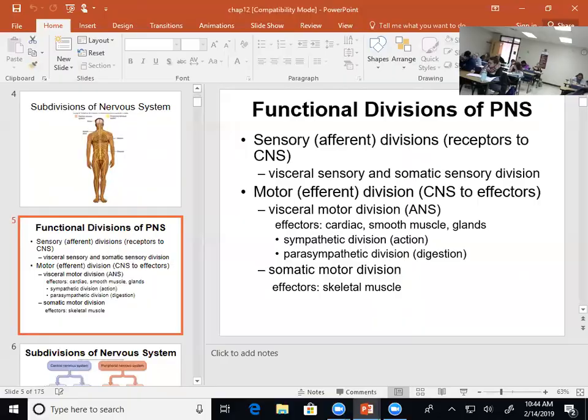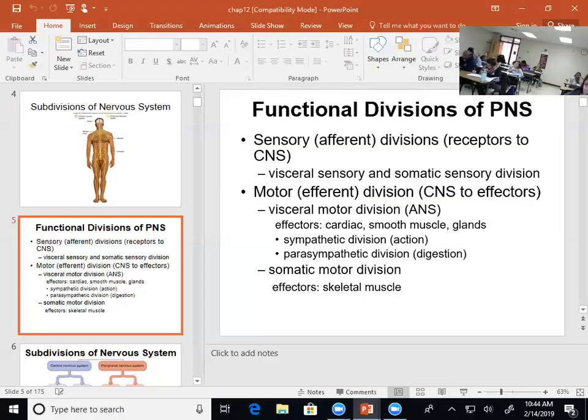Senses, right? And it's sending, so this is called afferent because it's sending to the central nervous system. The central nervous system, which is the brain and spinal cord, will integrate those signals, which means that it's going to figure out what message is being sent. And then the central nervous system is going to send through the motor or efferent division a response to that signal.